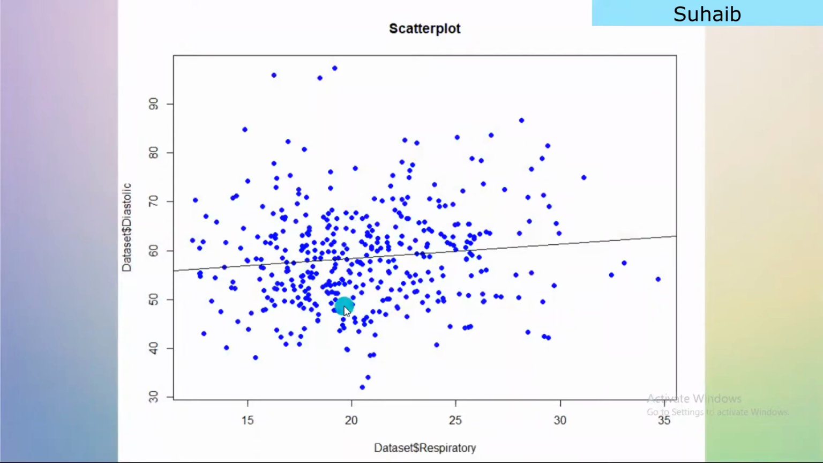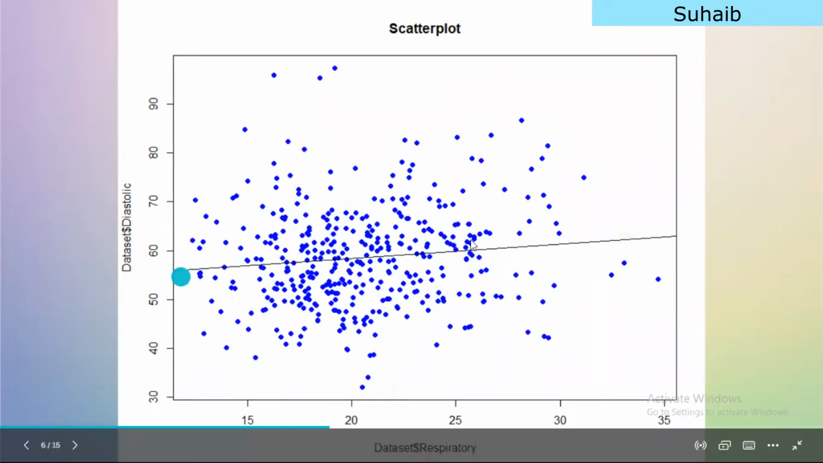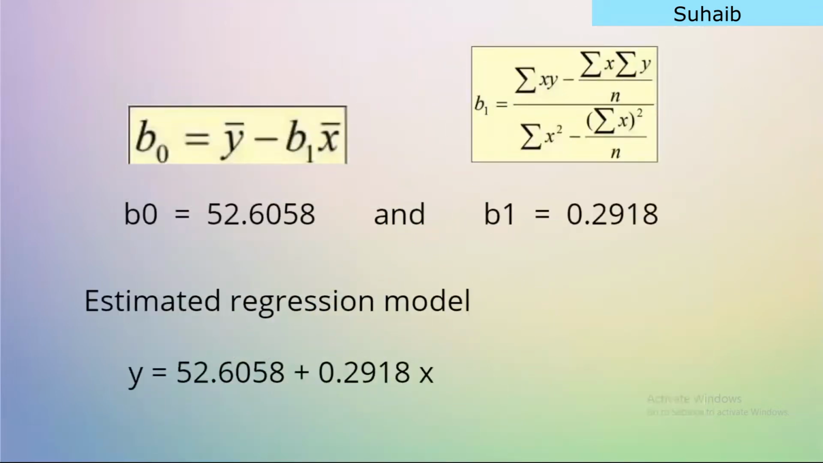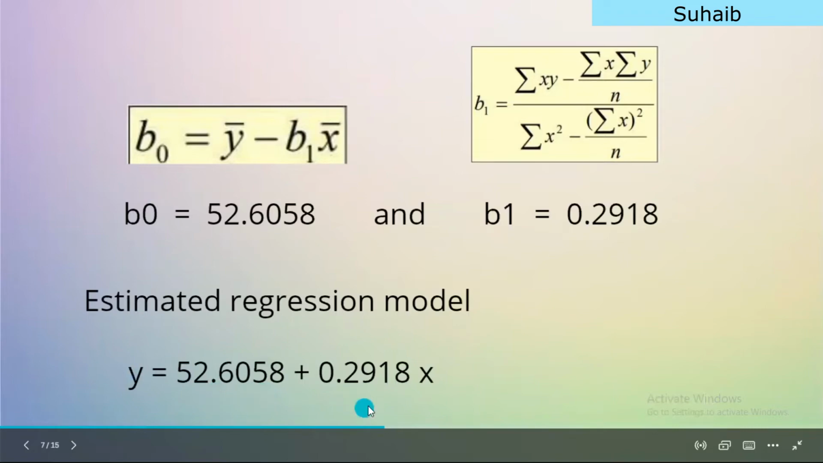As you can see, based on this plot, we can state that there is a linear relationship between diastolic blood pressure and respiratory rate, but it is a weak one because the data points are very spread out from the main regression line. I used R scripts to figure out the value of intersection coefficient, which is B0 here, and the value of it is 52.6058, and the value of estimated change in the average value of diastolic blood pressure is B1 equals 0.2918. This leads us to the estimated regression model, which is y equals 52.6058 plus 0.2918x.